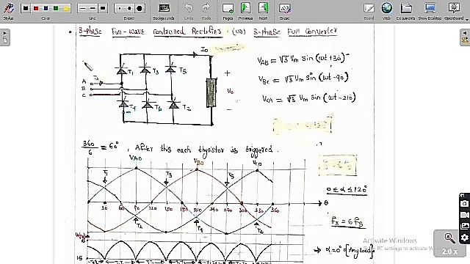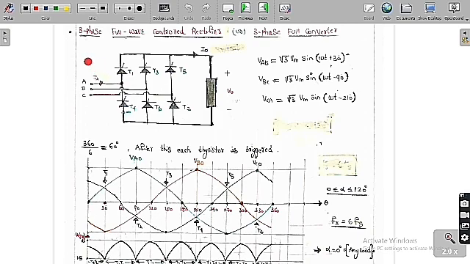Now we are going to discuss the 3-phase full wave control rectifier, or simply we can call it the 3-phase full converter. 3-phase means we are going to give a 3-phase supply, and full wave means we are going to get 6 pulses at the output, and control rectifier means we are going to use thyristors.